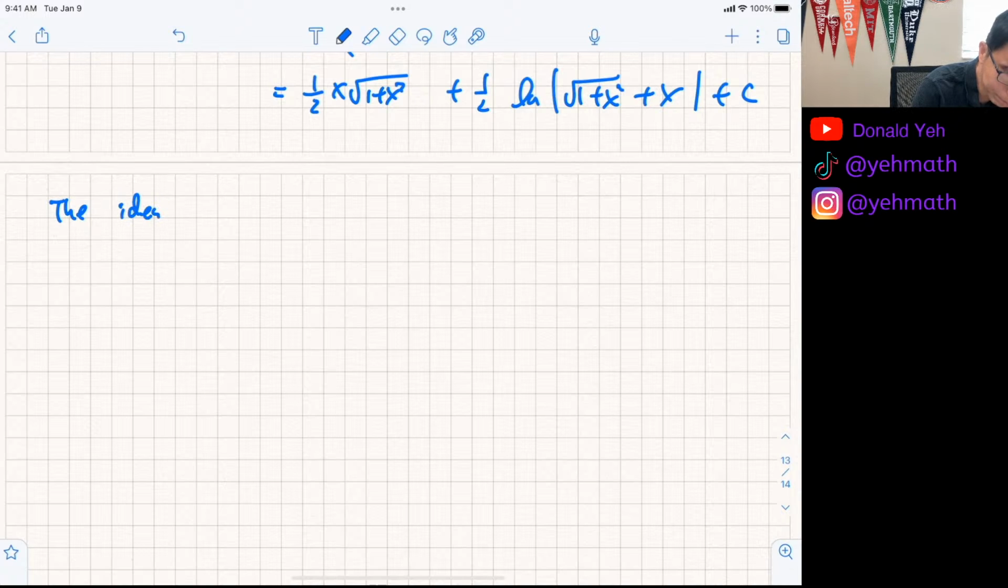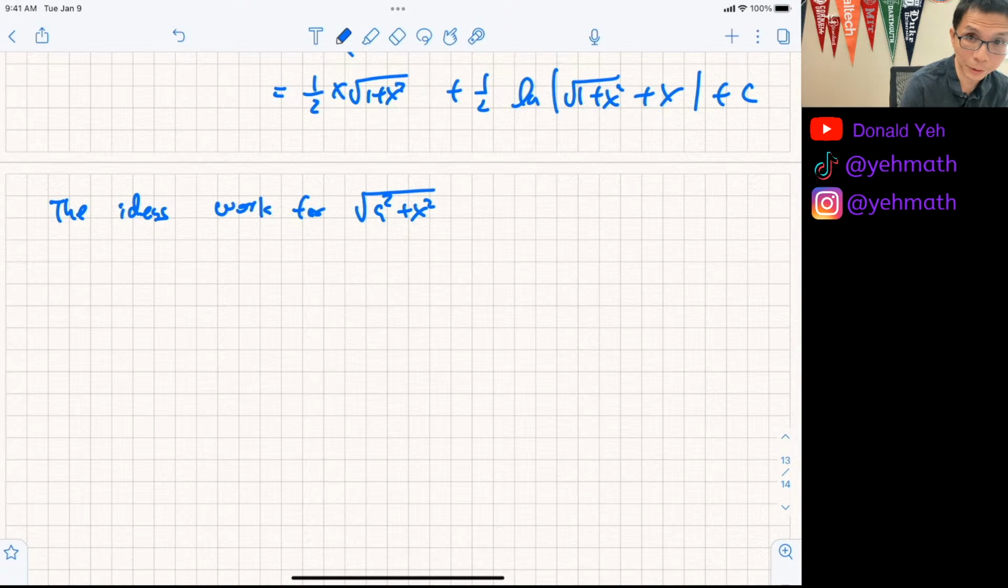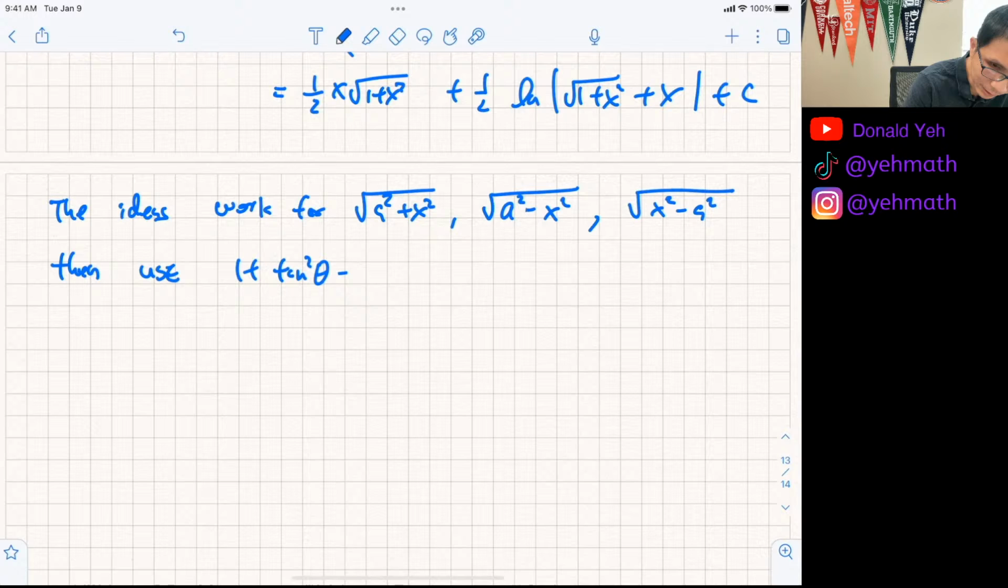So understand something. What we're going to do is make sure the idea works for the square root of a squared plus x squared, which we already know deals with tan of theta. Now how about the square root of a squared minus x squared? You already know this, the Pythagorean identity: 1 minus sine squared of theta is equal to cosine squared of theta.